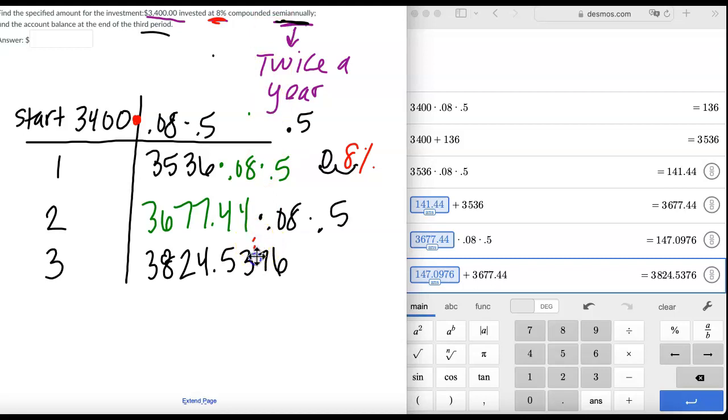It's just because you have to round. Okay, we only want two numbers after the decimal. So because that number's greater than 5, this changes to a 4. That's the only number that changes. So my answer would be 3,824.54.